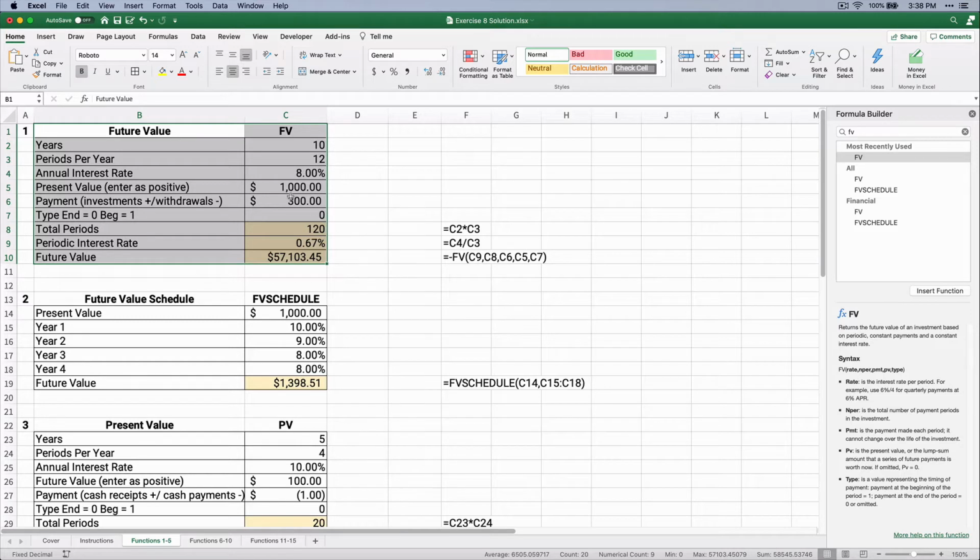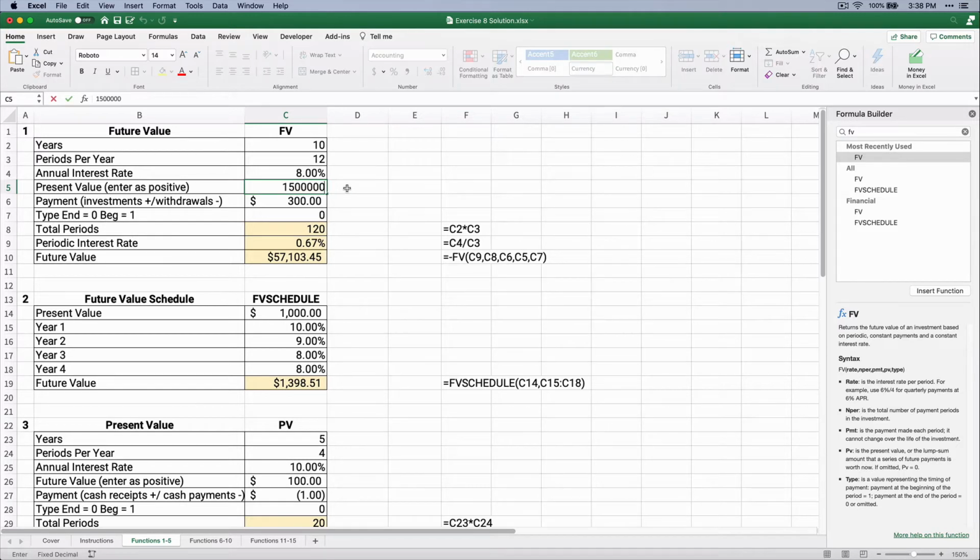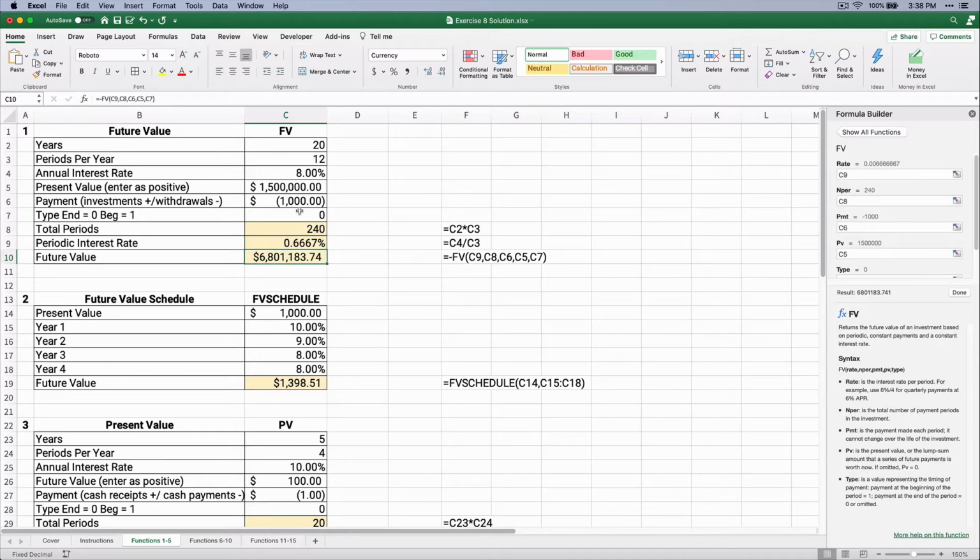We could have a future value problem that says, look, let's say somebody is thinking about retirement and they say, I have $1,500,000 and I want to withdraw $1,000 every month, and I need to make sure I can do that for 20 years. Well, they could easily do that. They have $1.5 million. They start withdrawing $1,000 at the end of the month, and then that's 240 periods, 20 times 12. The interest rate is still 8%, and that account still grows over 20 years.